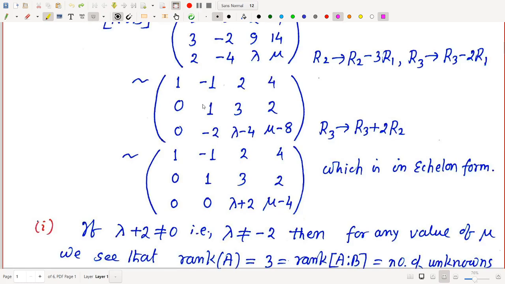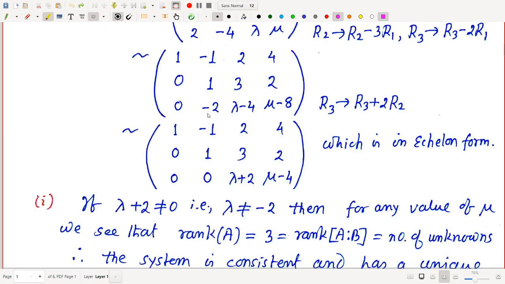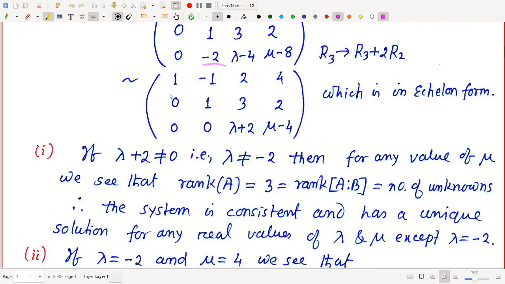Again, the first non-zero entry in the second row is 1, so it will be easy to make this element 0, so that the matrix becomes echelon form with the help of this. So it will be third row changed to third row plus 2 times second row, R3 changed to R3 plus 2R2, we have written. So it is 0, and lambda minus 4 when added with 6 becomes lambda plus 2, and mu minus 8 when added with 4 becomes mu minus 4. Now we see that zeros are in increasing trend, and this augmented matrix is in echelon form.